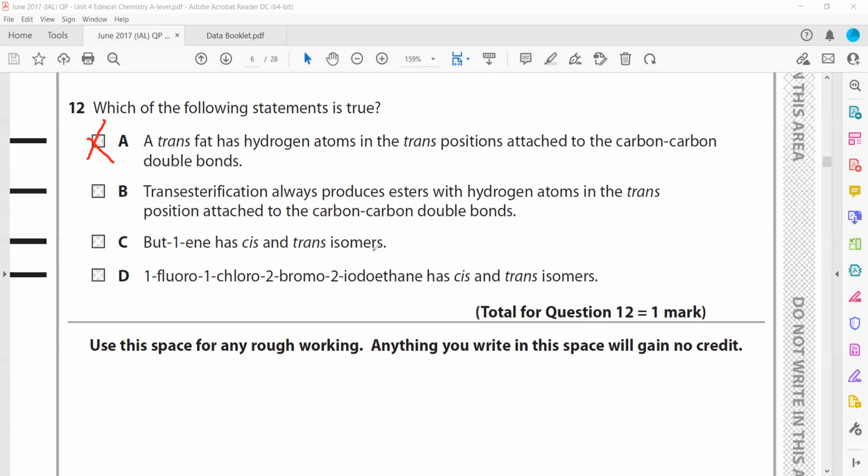Butene has cis and trans? Butene does not have a geometrical isomer. 1-fluoro, 1-chloro, 2-bromo, 2-iodo has cis and trans isomers? Whenever two different groups are there, it is not cis and trans, it is E and Z. Cis and trans are for identical groups. That's why statement D is also incorrect. Is it clear, this one?